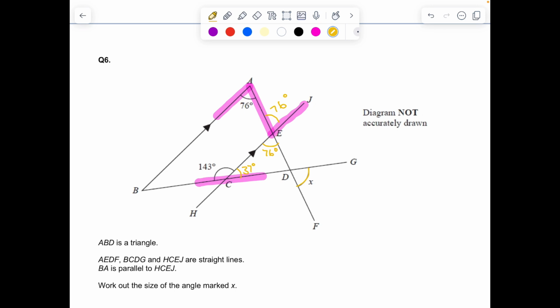Now this is a triangle here. So I should be able to find this by doing 76 plus 37, which gives me 113, and then doing 180 take away 113, which gives me 67. So that's 67 degrees. And so then x must be 67 degrees because opposite angles are equal. So that is 67 degrees. Okay.